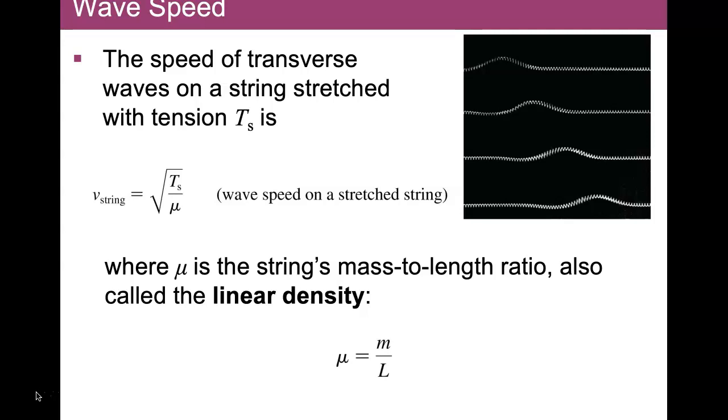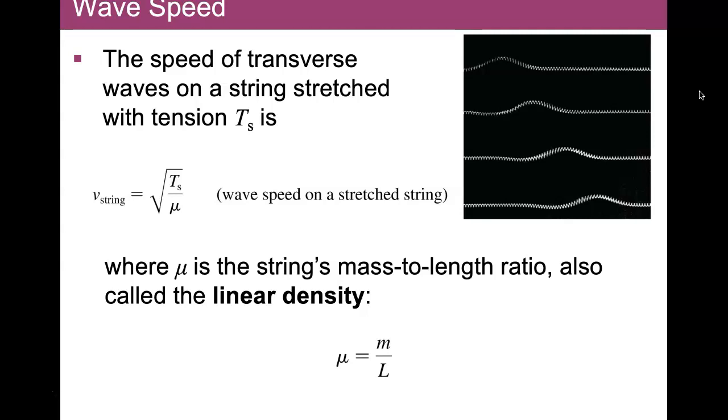Now, as I mentioned before, the speed depends only on the tension and the linear density, how much mass your rope has per unit length. This is a picture of an actual experiment. So this is a real pulse, and you see it just keeps moving to the right. And the speed is square root of T, the tension, divided by mu, where mu is the linear mass density. We're not proving this here.